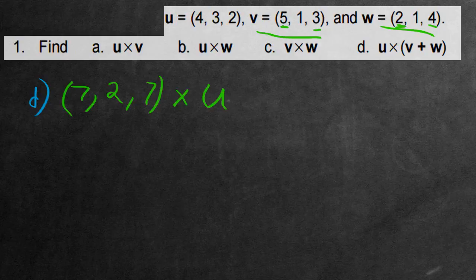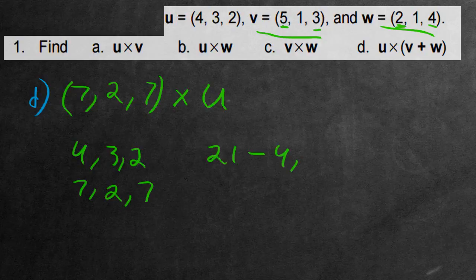So let's go ahead and cross it. Let's put the u vector down first: 4, 3, and 2. Crossed with the new vector we found: 7, 2, and 7. Now let's follow the same procedure. 3 times 7 is going to give us 21. Subtract 2 times 2, which is 4, comma. Then we do 4 times 7, that's 28. Subtract 2 times 7, that's 14, comma. Then we have 4 times 2 is 8, subtract 3 times 7, that's 21.